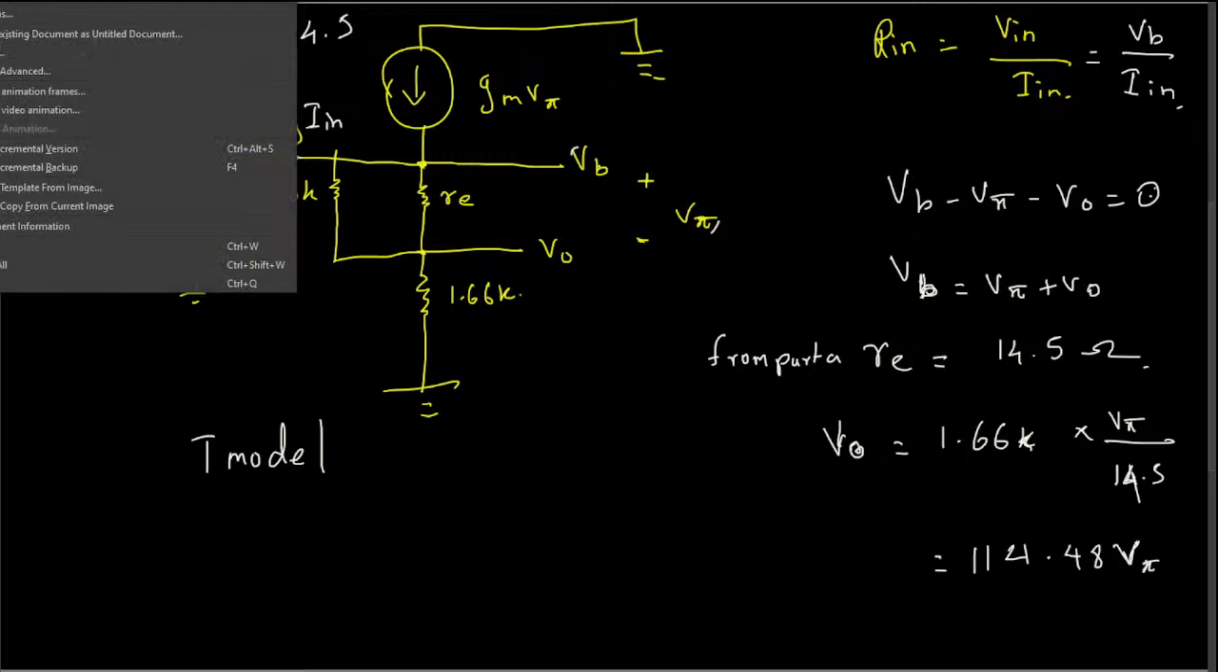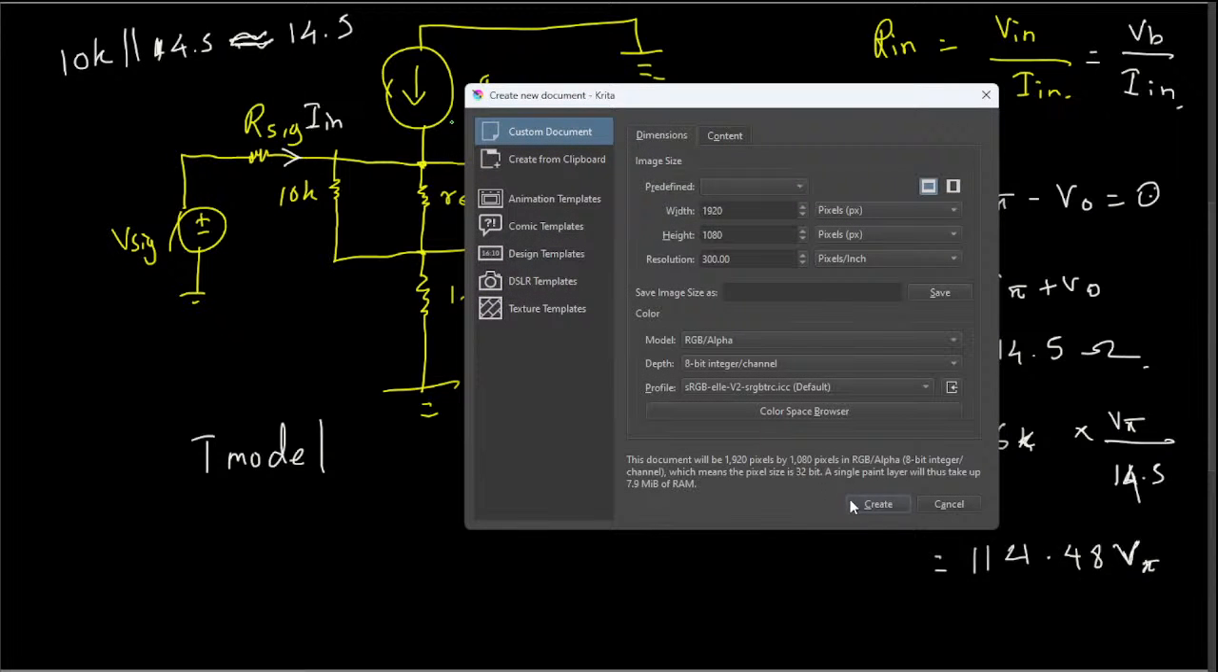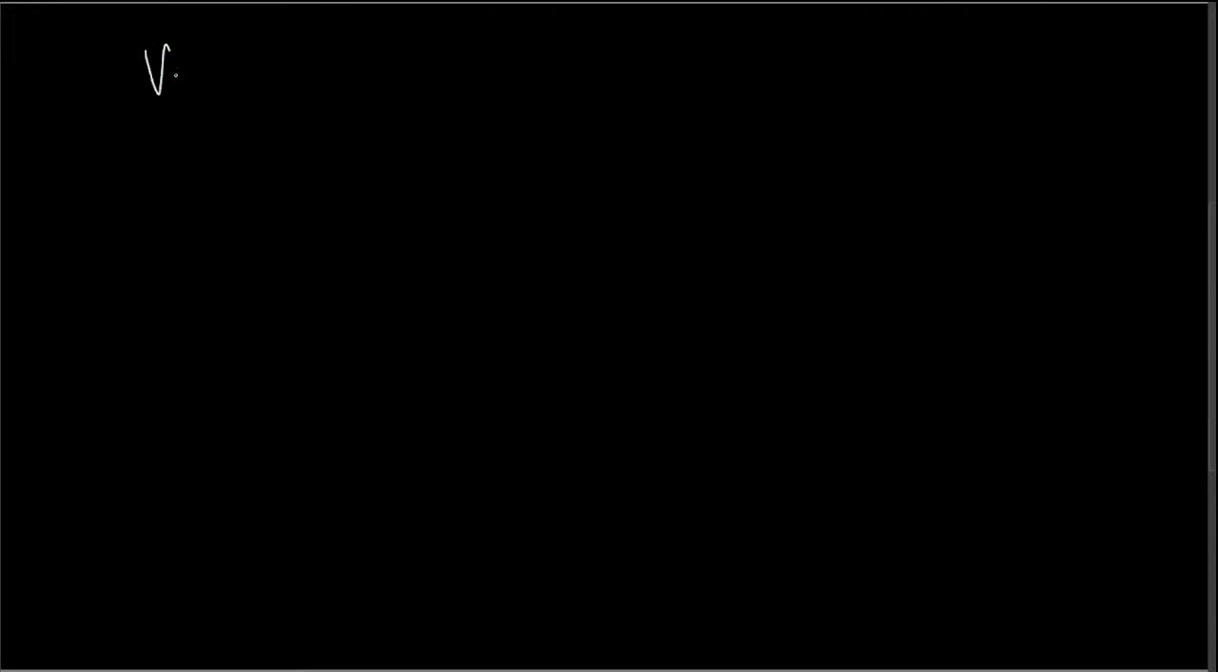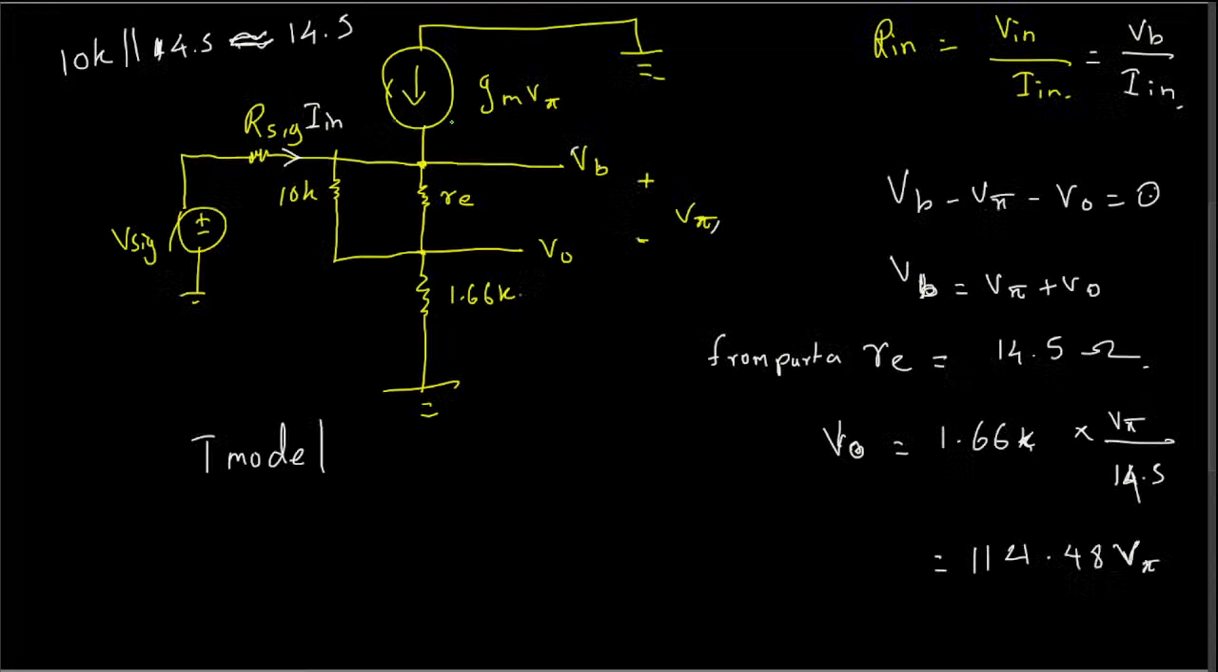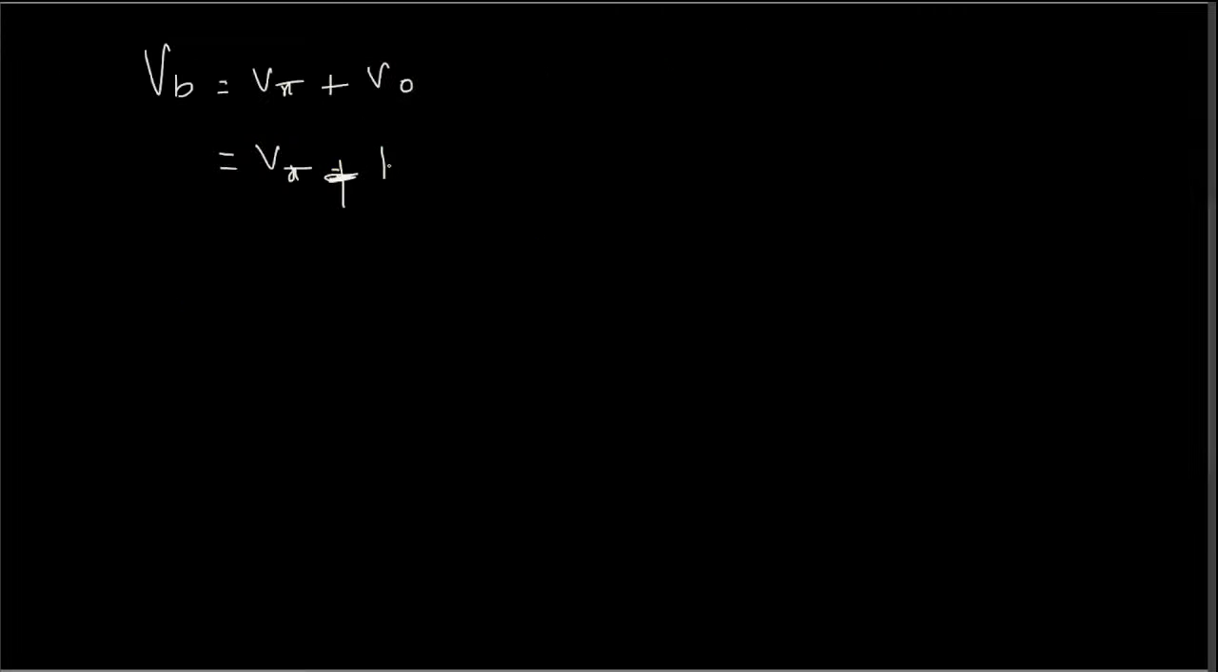VB is going to be just an addition to 1 V5, and we know that VB is equal to V5 plus VO, and we calculated VO to be 114.48 V5. And 114.48 plus 1, that's 115.48 V5. Okay, this is our VB value.